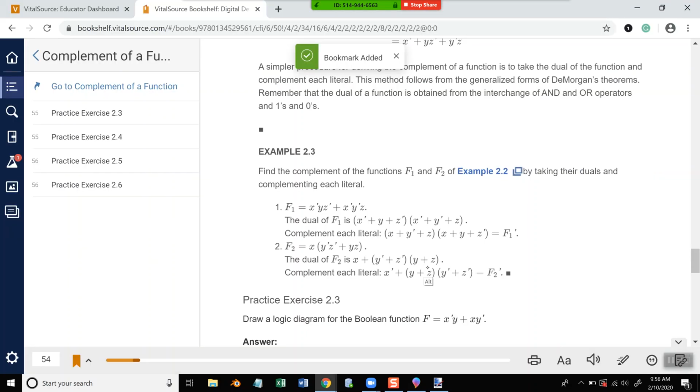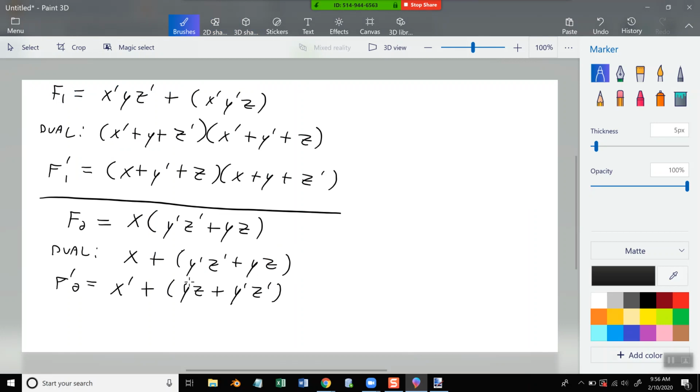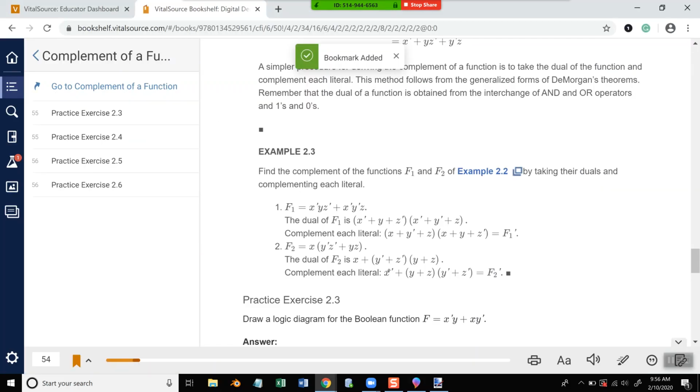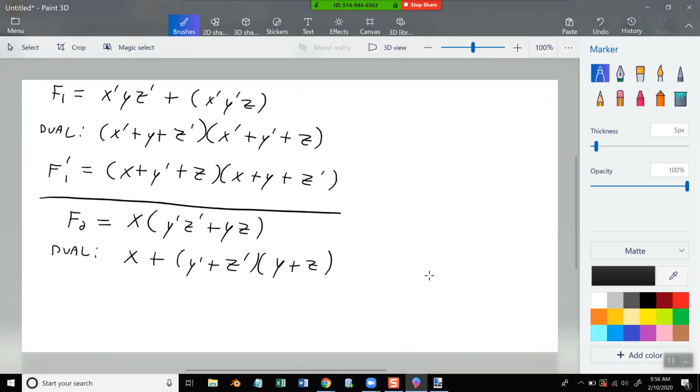Oh, I didn't write dual down correctly. Okay, let's try that again. Okay, so y prime plus z prime and y plus z. Okay, let me double check my dual. Y prime plus z prime, y plus z. Okay.